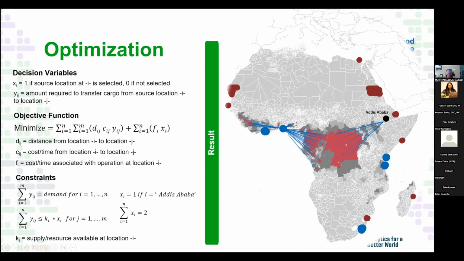We always want Addis Ababa to be selected because we have a base there. We also don't want to provide more than the supply. And eventually we want to select only 2. So this model is the base model. Of course, we can change it as needed.